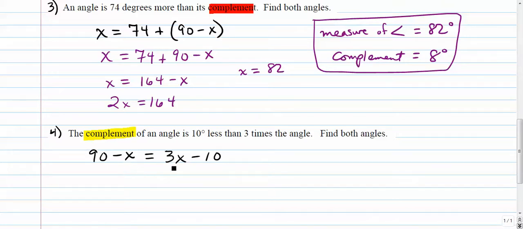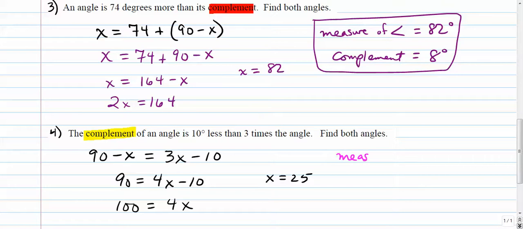We're going to move the negative x over, so we get 90 is equal to 4x. Take away 10. Add 10 to both sides. X is 25. Alright, so our answer here, the measure of the angle is equal to 25 degrees. The complement of 25 is 65 degrees because those add up to 90.